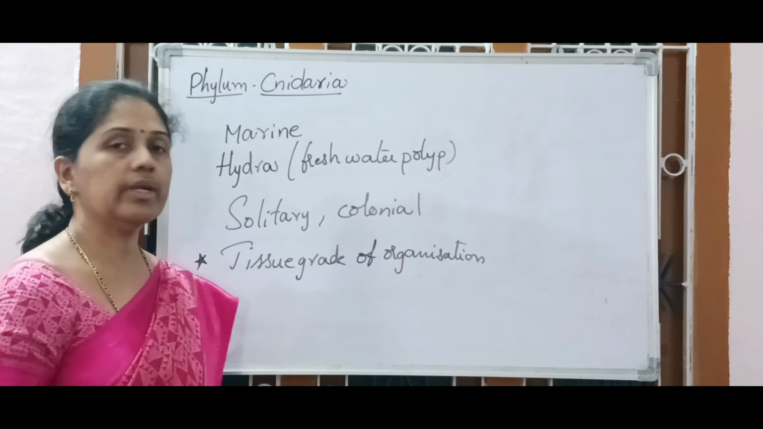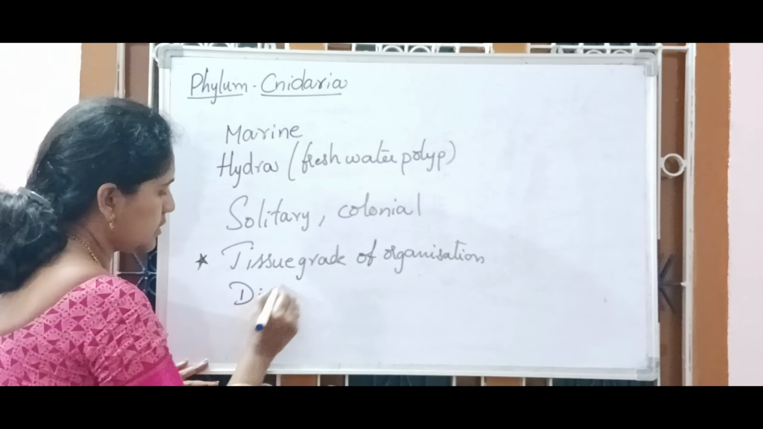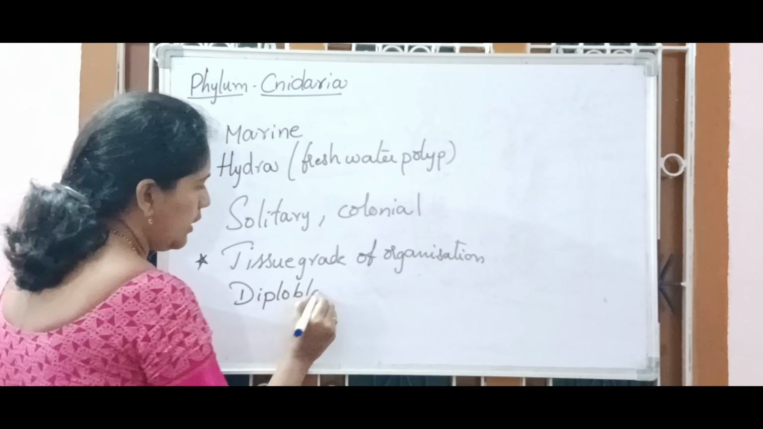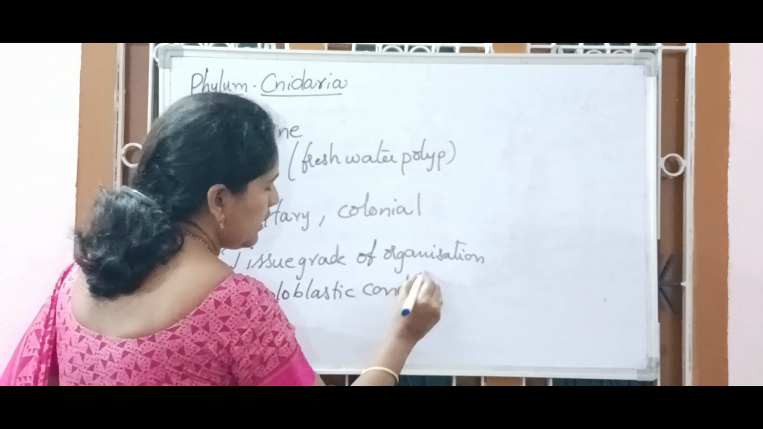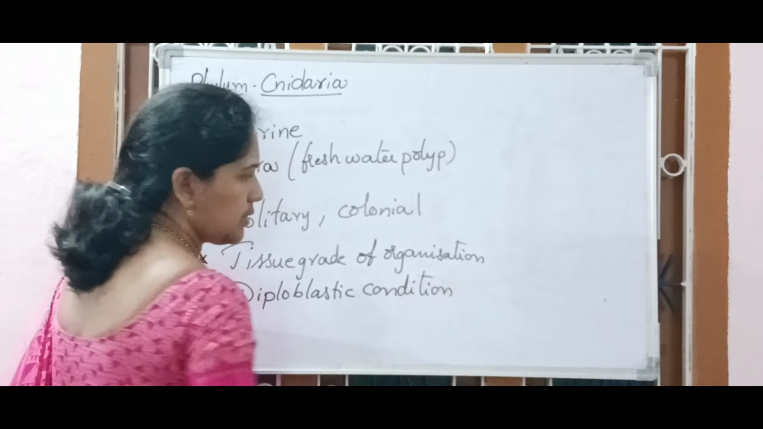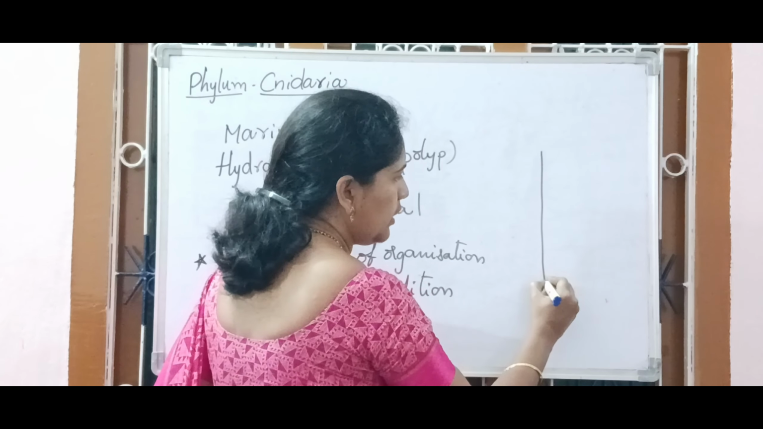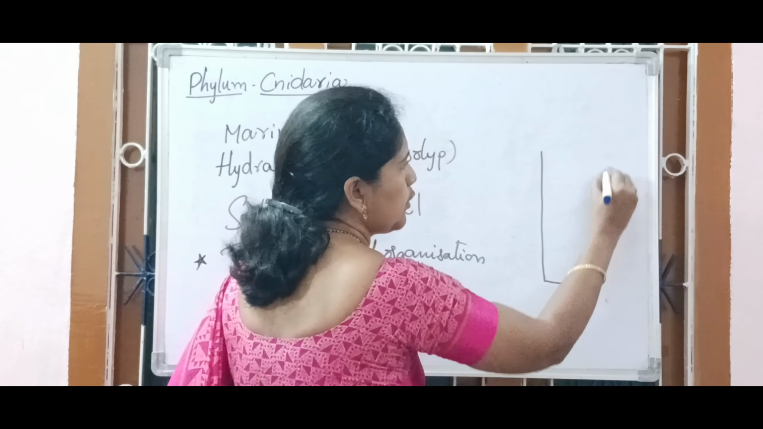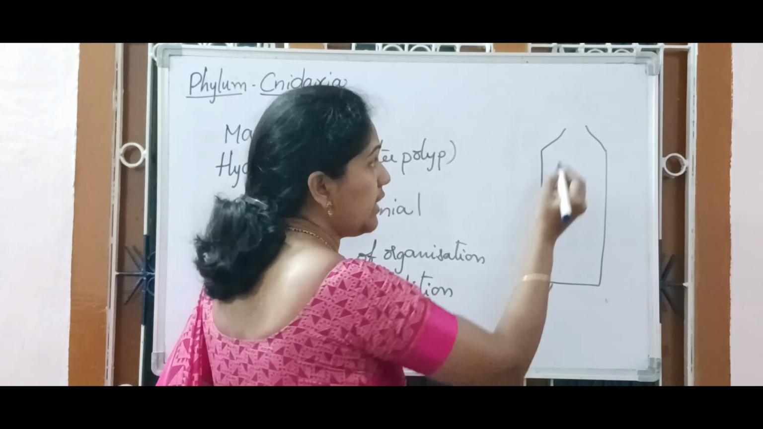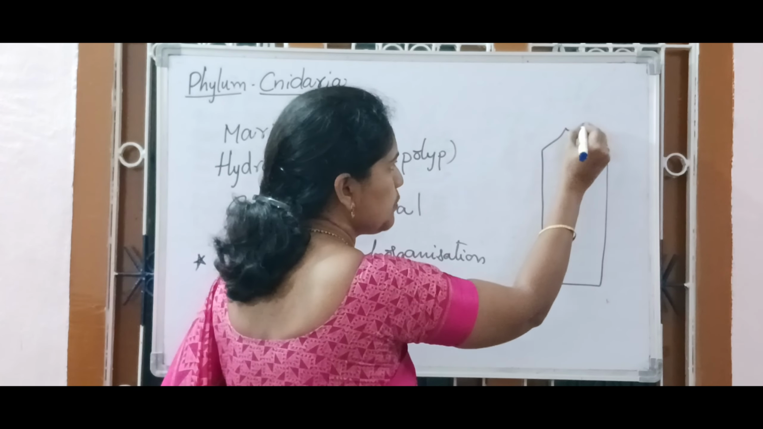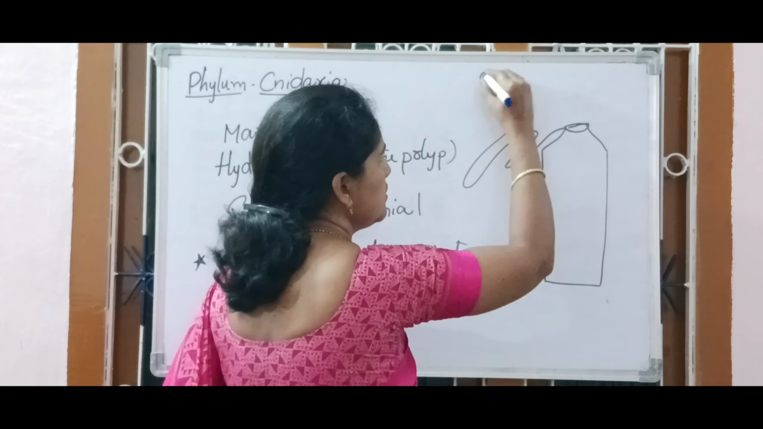Now the next important characteristic is the diploblastic condition. Di means two, so two layers are there in the body of these organisms. Now if we observe the Hydra diagram, this is the outer ectoderm, which ends on the oral side with the hypostome, on which the mouth is present. This mouth is surrounded by tentacles.